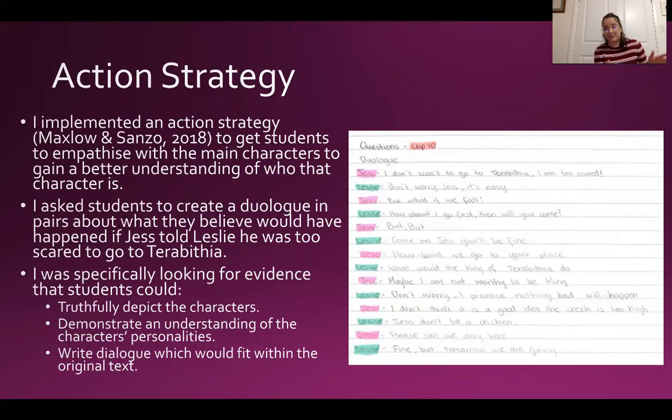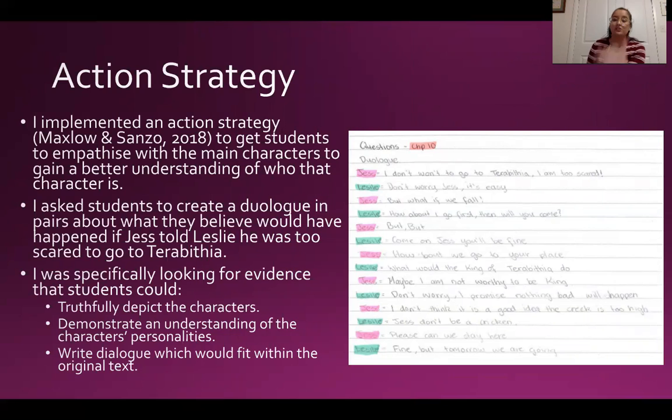So this is my next formative assessment strategy, and I really wanted to get the students to empathize with the main characters so that they could, again, get a better understanding of their motives, values, personality, everything to do with that character. So I asked students to create a duologue in pairs about what they believe the conversation would have looked like if Jess had told Leslie that he was too afraid to go to Terabithia.